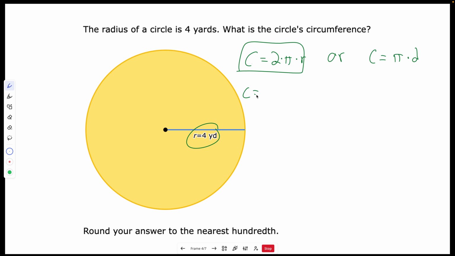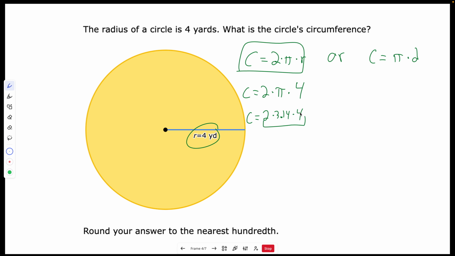So we're going to have c is equal to 2 times pi times the radius, which they told us is 4. And now for pi, we're going to use an exact value here, which is 3.14. Some of your calculators might have a pi symbol. I want you to use 3.14 exactly. And so c is equal to 2 times 3.14 times 4.